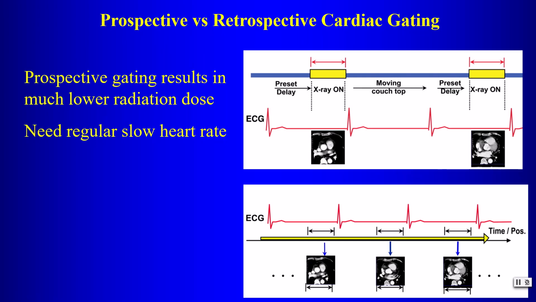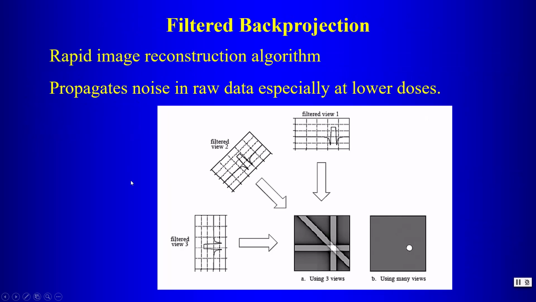Whenever you can, you'd like to use prospective gating as opposed to retrospective gating. With prospective gating here, we're only imaging during diastole, as opposed to retrospective gating where the X-ray tube is on throughout the cardiac cycle. So this also would decrease the dose when you're doing cardiac imaging.